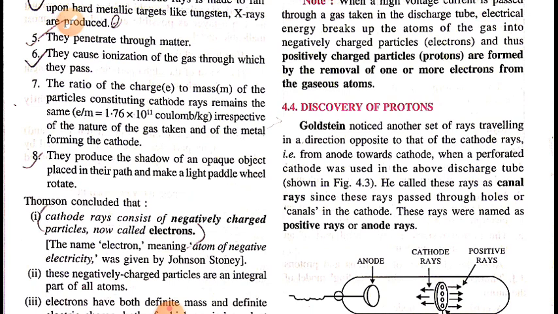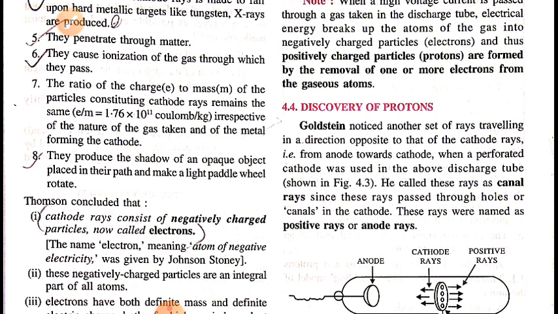In the last class we discussed the discovery of electrons. Now in this class we will discuss the discovery of protons by Goldstein. When we talked about the discovery of electrons in the previous lecture, we saw an experiment, the cathode ray experiment.